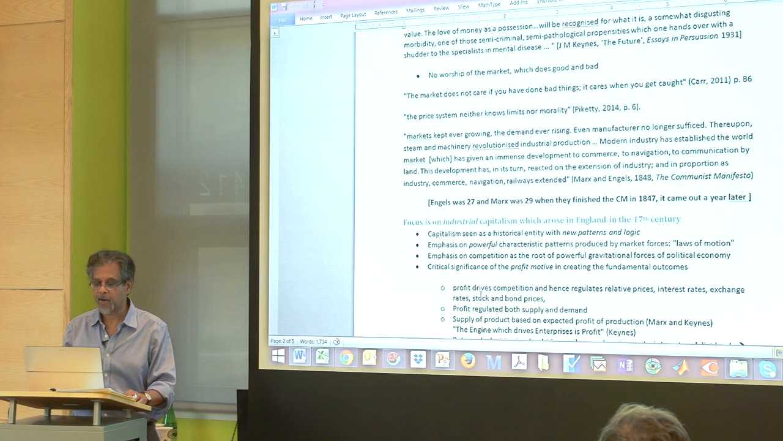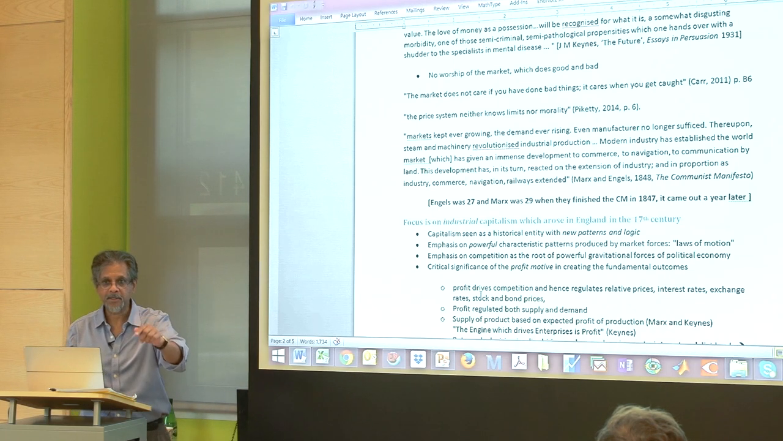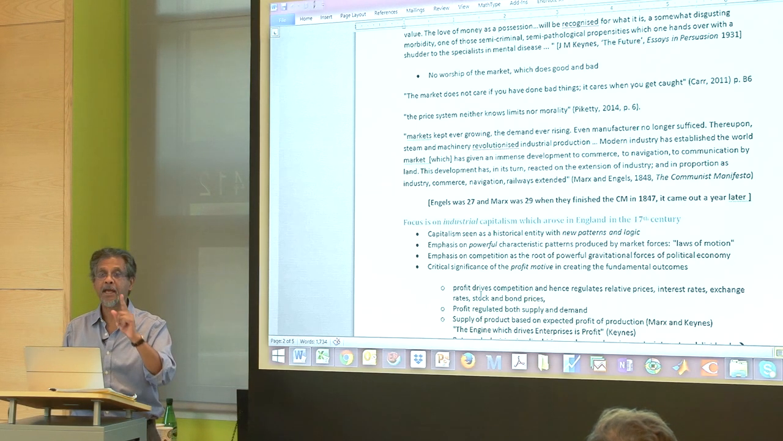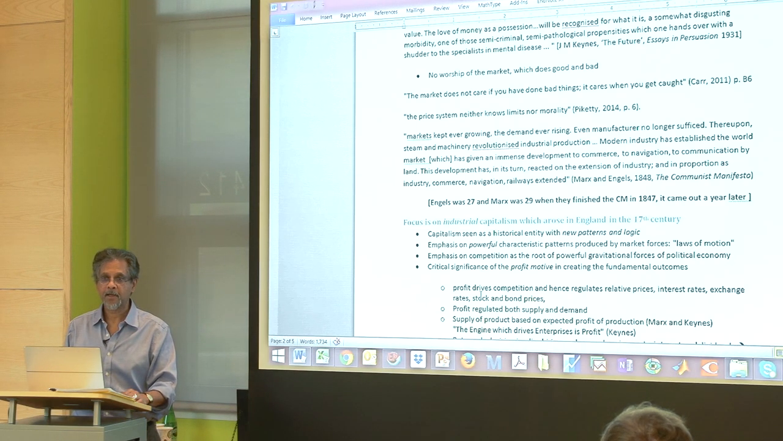Competition is the root of powerful gravitational forces. The profit motive is the key motive that drives capitalism. It drives competition because capital moves from one sector to another according to the search for higher profits. It regulates, therefore, relative prices, interest rates, exchange rates, stock and bond prices, et cetera. But it regulates both supply and demand at the macro level.